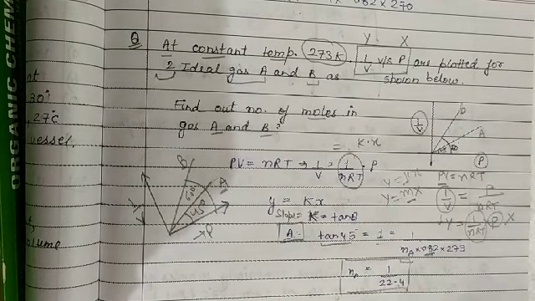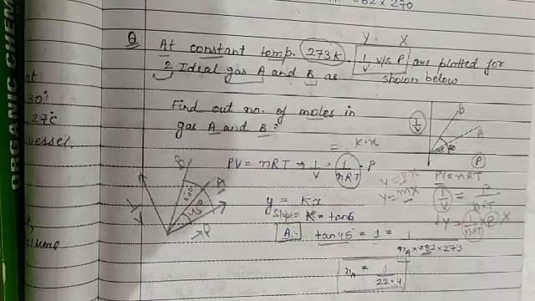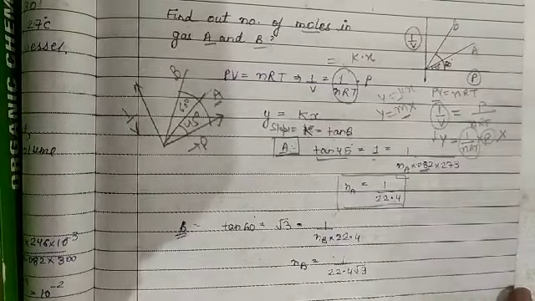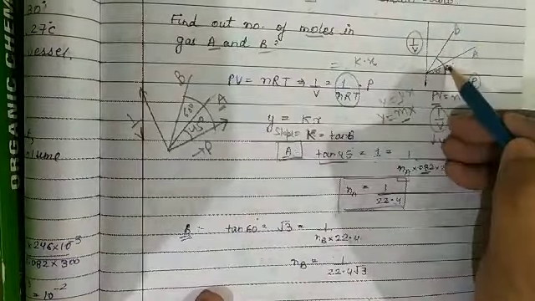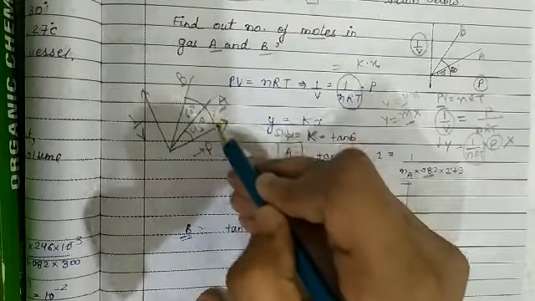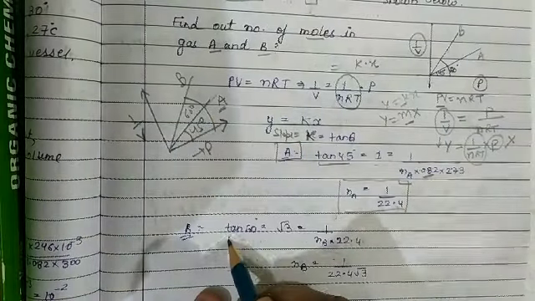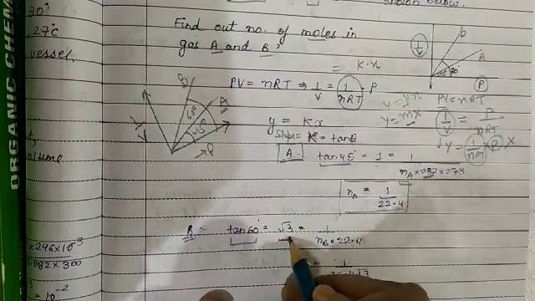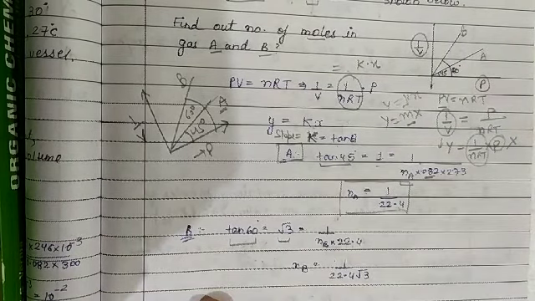Now we will calculate the number of moles from the graph for gas B. For gas B, the slope is how much given? 60 degrees. So the slope is tan 60, and the value of tan 60 is root 3.